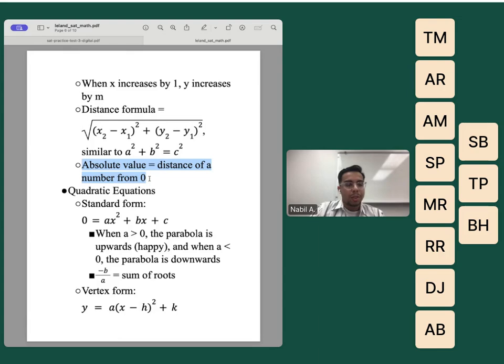And that is because the absolute value is just measuring the distance of a number from 0. So absolute value, did test this sometimes, but not too high yield. So let's go over quadratic equations.